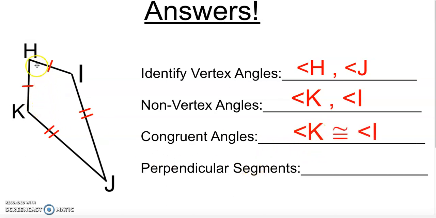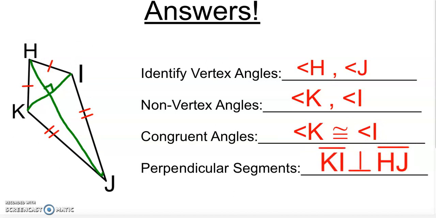So angles K and I would also be congruent to each other. And then perpendicular segments, even though I don't show them, would be segments HJ. Maybe I can try to show it here with my lovely marker. So segments HJ and KI would be the perpendicular segments. Not my best drawing job, but I guess we'll just have to go with it.